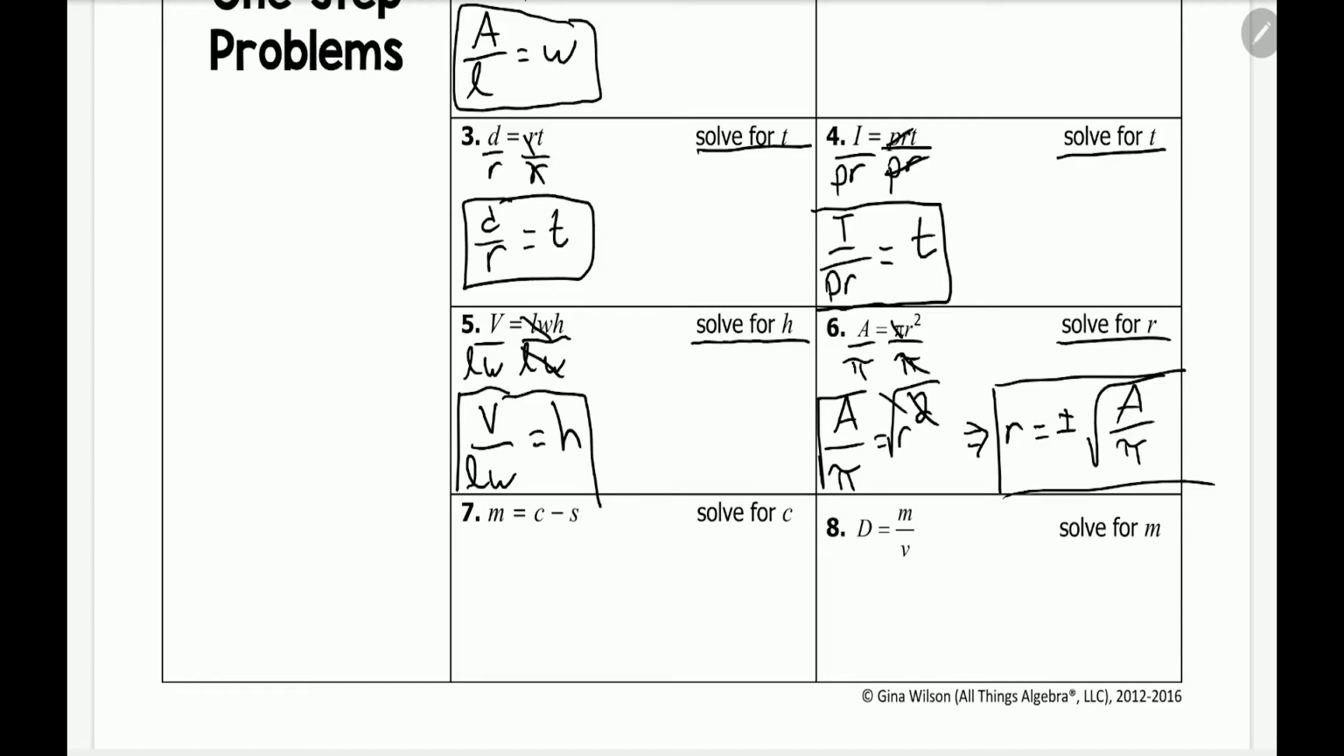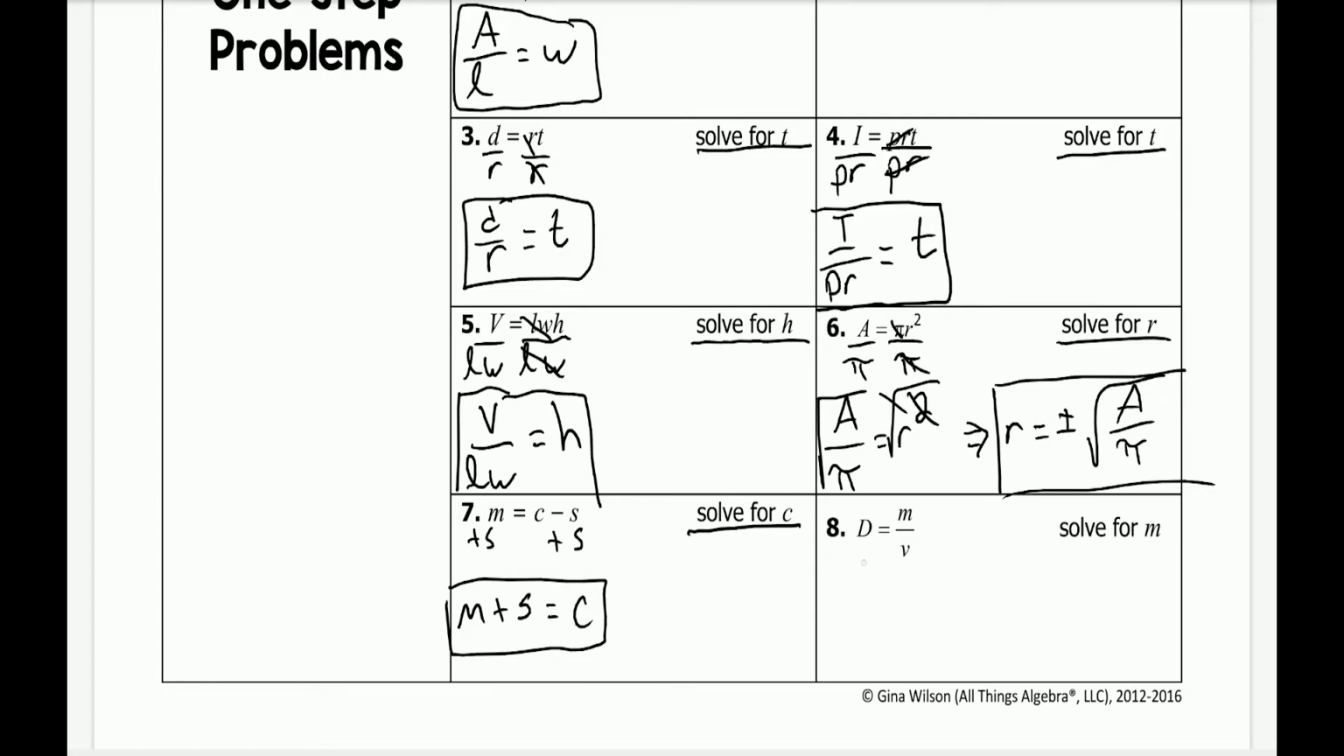Let's look at number 7. M is equal to C minus S, and we're asked to solve for C. So in order to do this, we have to get rid of the S. It's being subtracted, so we have to add it. So we have M plus S is equal to C. C is isolated. We're done.